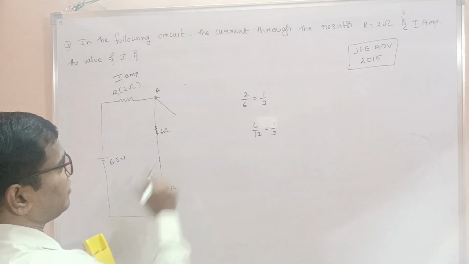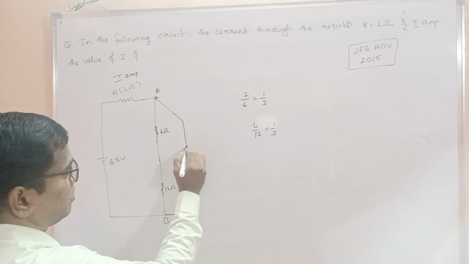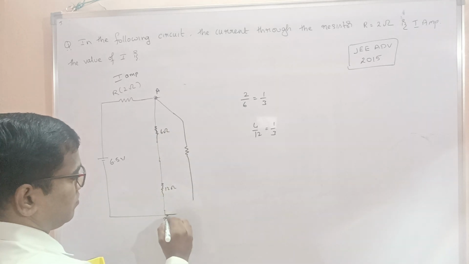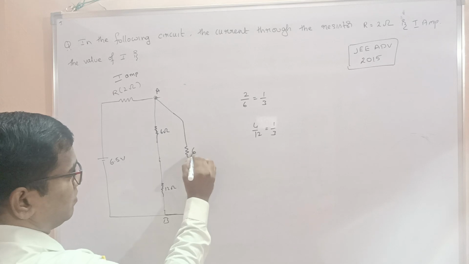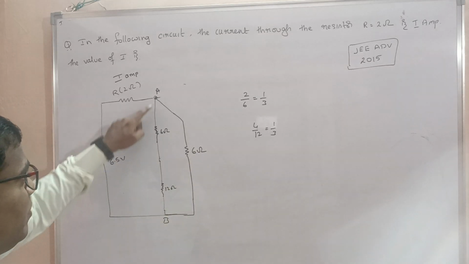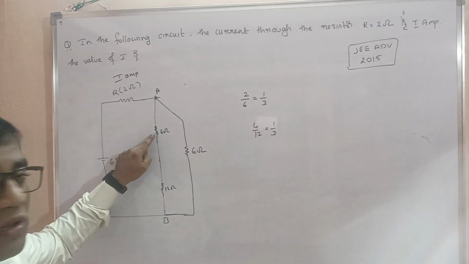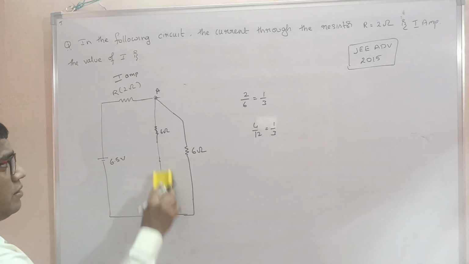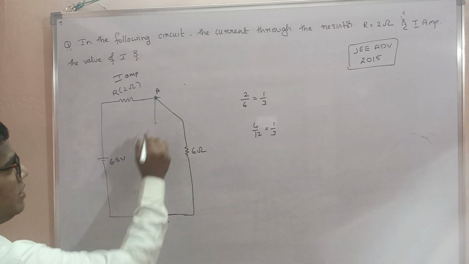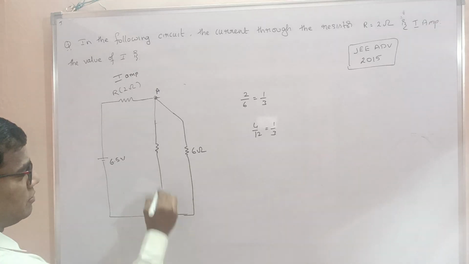6 ohm here in between, here it will be 6 ohm. And these two are connected in series. So it is 12 plus 6, it is 18. Here it will be 18.